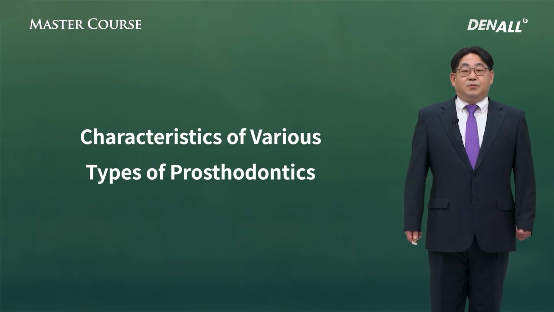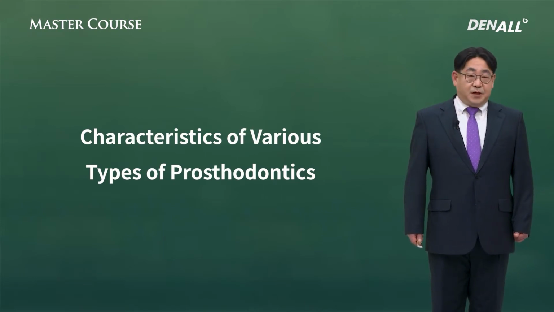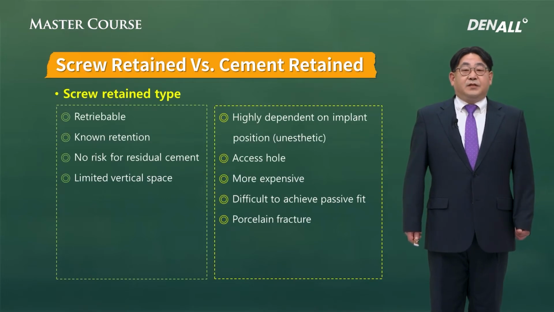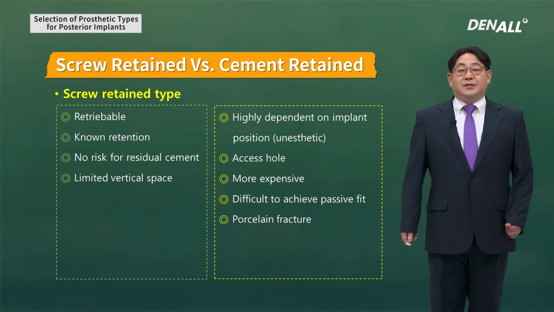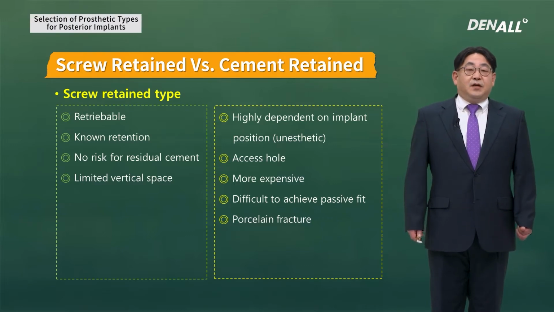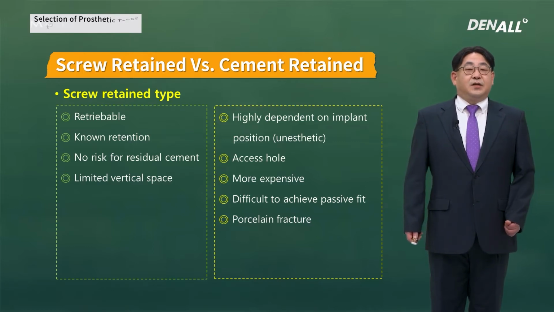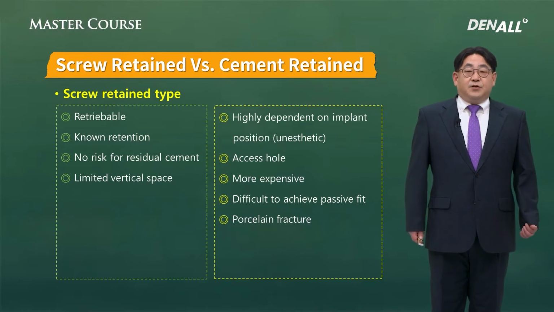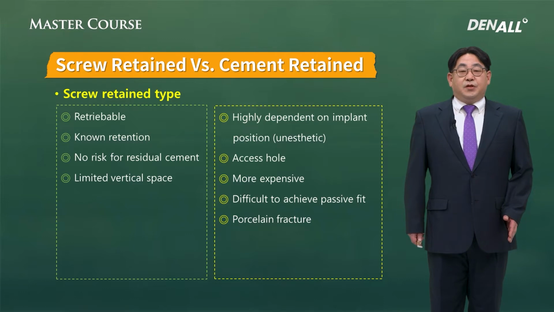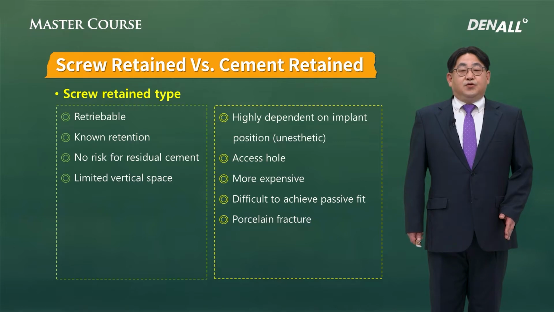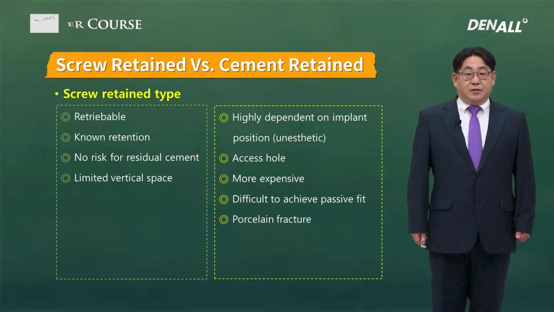Let's look at the characteristics of various restorations. I'm sure you may know more pros and cons than what is displayed, but compared with the concept of older days, the pros and cons have changed, and I've summarized it. First, the screw-retained prosthesis. It is very easy to retrieve it. Also, it is consistently retained by 30 Newton centimeters. It does not have any excess cement. It is a major plus in terms of retention.